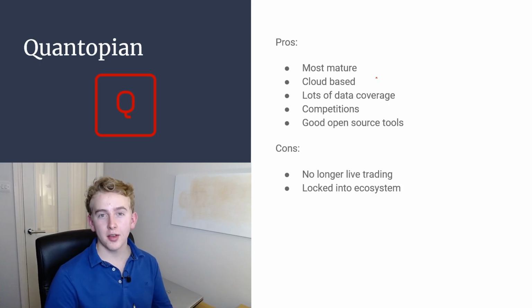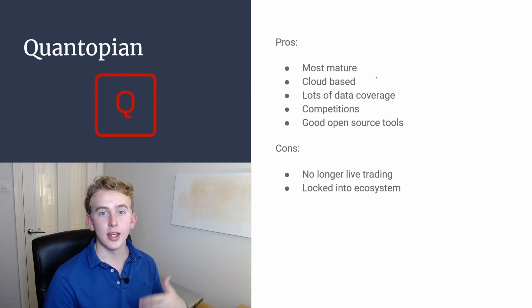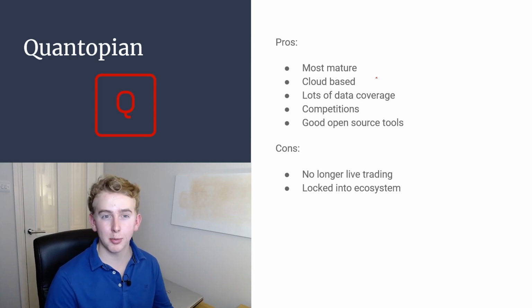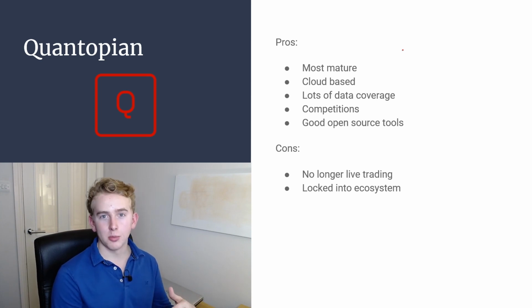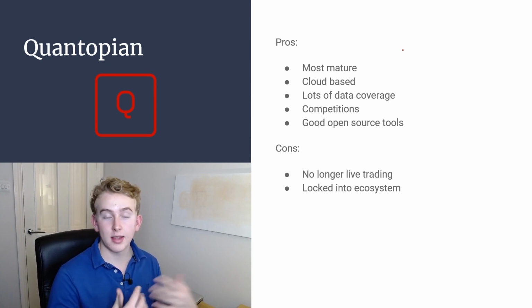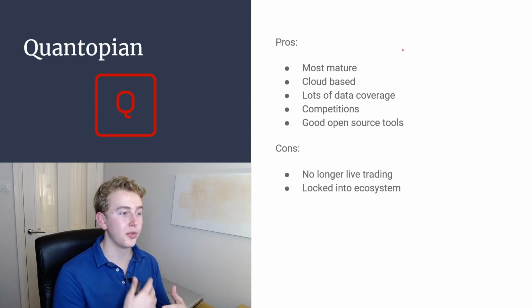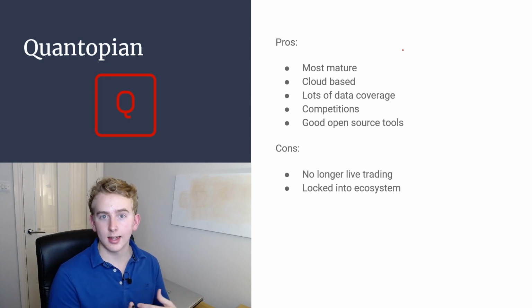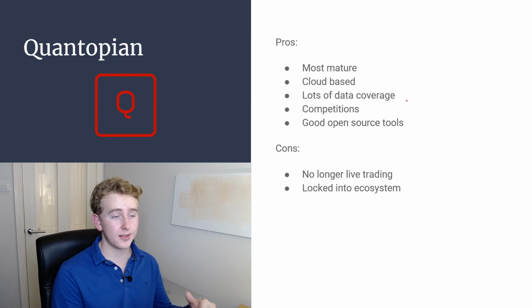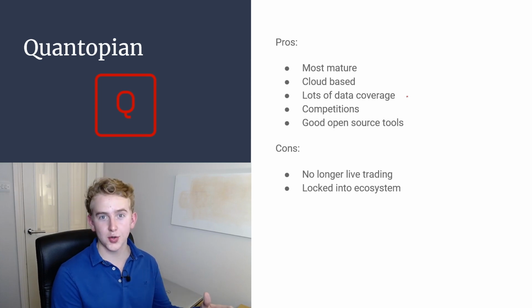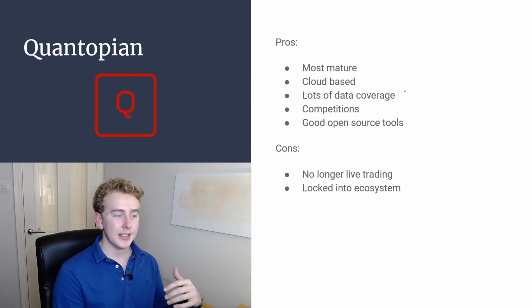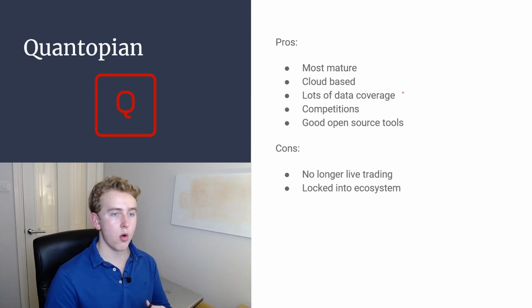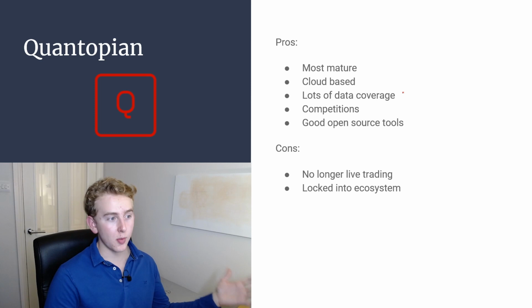So the first platform we're going to look at is the oldest, most mature, most developed of them, and this is Quant Peon. It's a great platform. It's cloud-based, which means you can use their powerful backtesting computers. It's got lots of data coverage, and so they cover loads of different countries with historical data. And so it's really nice if you want to look into emerging markets or into UK rather than US.